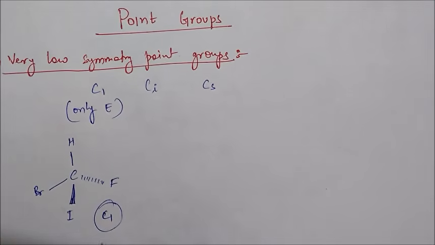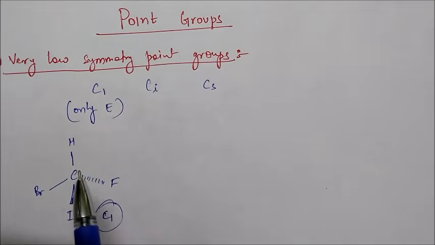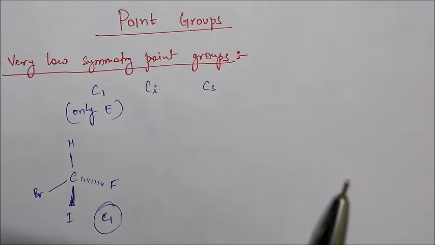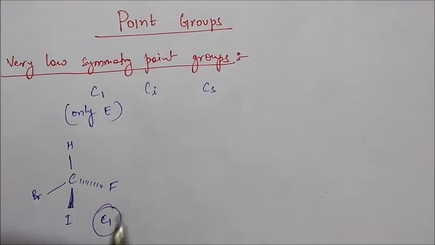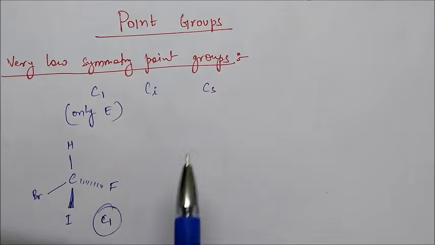So C1 is the point group which corresponds to all the molecules which have only identity as the symmetry operation. Now let's go to Cs. I'll come back to Ci afterwards.